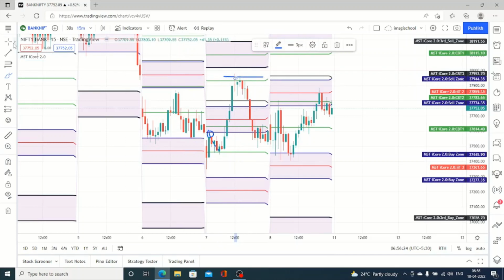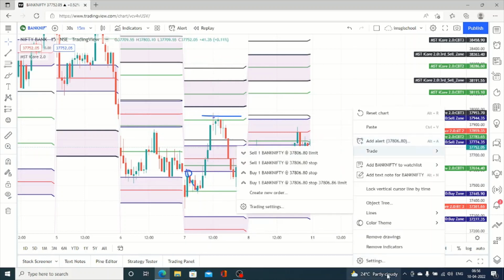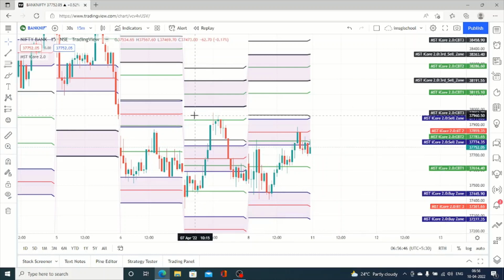Target hit. After that, it went up to the sell entry, that is the third sell zone, but it could not break this level. From there it has reversed. And here we have got a wonderful price action pattern, that is an R3C, and we could have taken entry here.